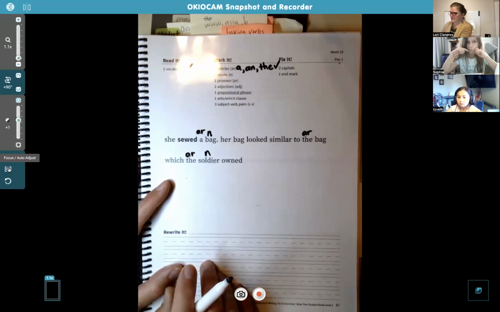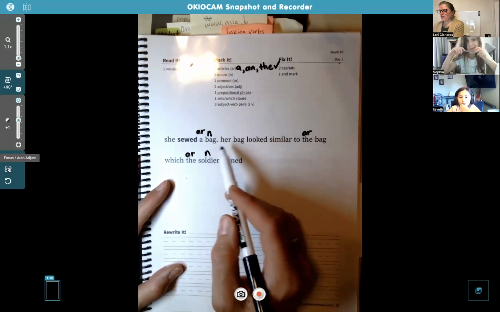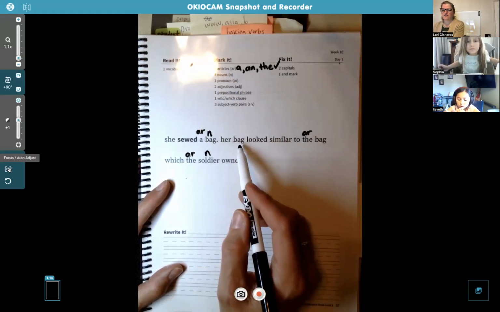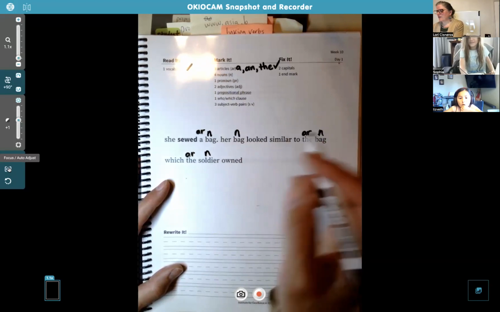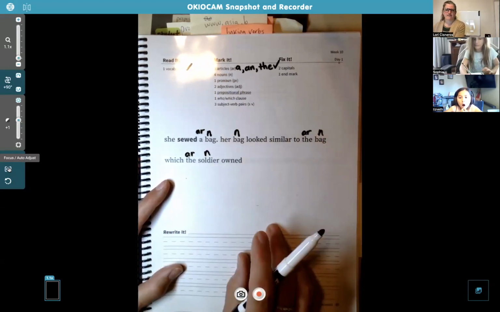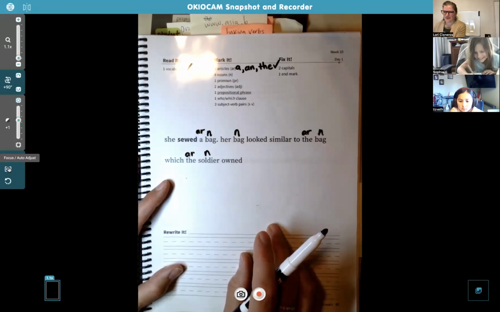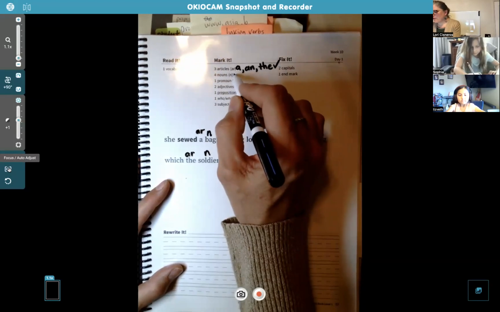Sheep. Now, there's more of the same word up here. Did you see these? Yeah, I thought those weren't right. Bag and bag. So there's 3 words bag. Bag, bag, bag. And soldier. Okay, those are the 4 nouns.